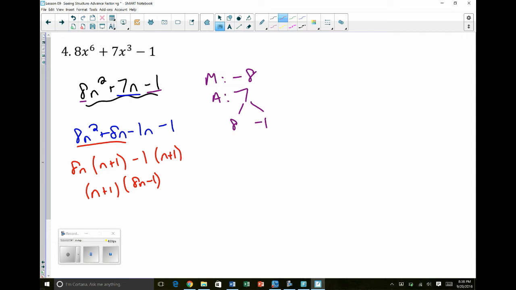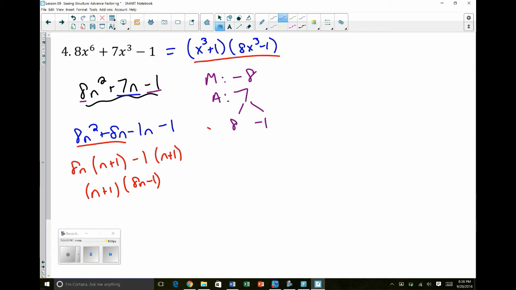But I don't have an n. I have an x cubed. If I plug an x cubed into here, I'll get that original expression. So this is really x cubed plus 1 times 8x cubed minus 1. If I go through and multiply that out, you will get that original expression there. But we always want to factor completely.